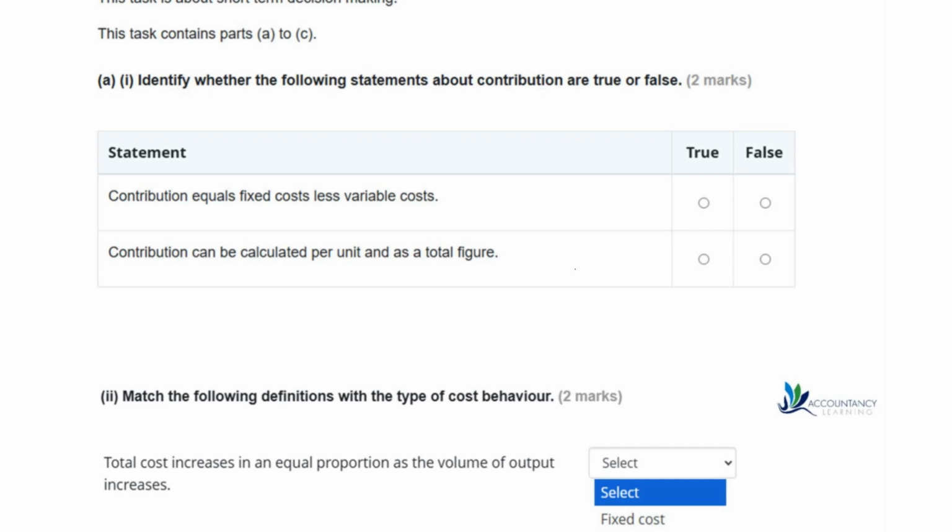We need to identify whether the following statements about contribution are true or false. So we're looking at contribution. The first one, contribution equals fixed costs less variable costs. So this is false because contribution is our revenue less our variable costs. So the statement would be false.